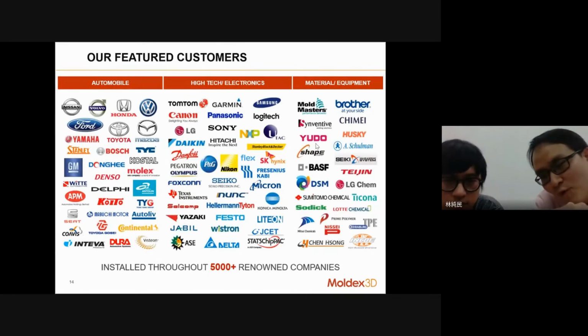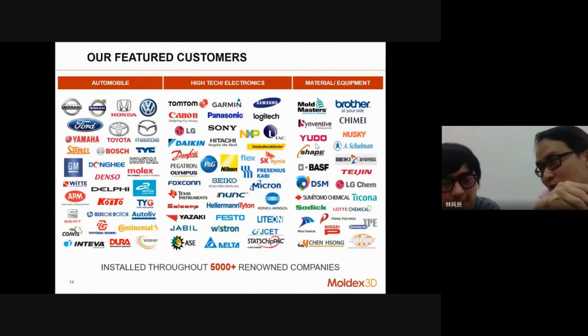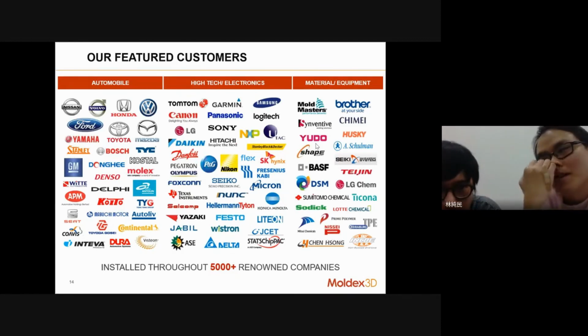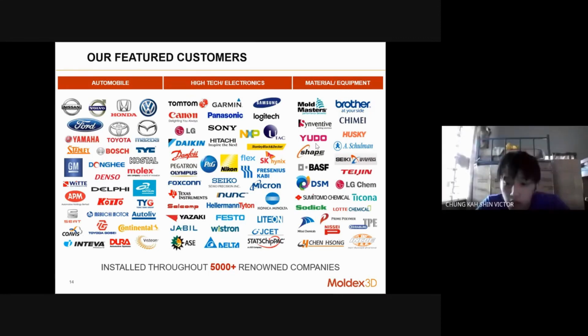And if they have branch offices or branch factories in Malaysia, then it is good news, because there is a chance that the Malaysian side will also implement and use the software. So this is just some of the list, and you can see whether these companies exist in Malaysia, and there is a chance that they are also using it.